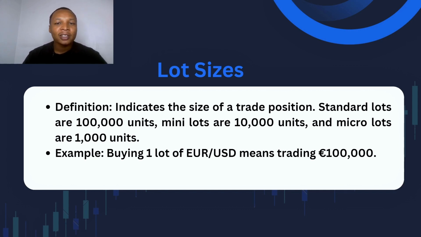By the time we are explaining other concepts and using these concepts in actual practice, it is going to make more sense to you. So just follow me through and trust me. When you say you're buying one lot of Euro USD, it means you are actually trading 100,000 Euro, and you want to take advantage of the price movement from one particular point to another. Don't worry, you'll get this whole thing.